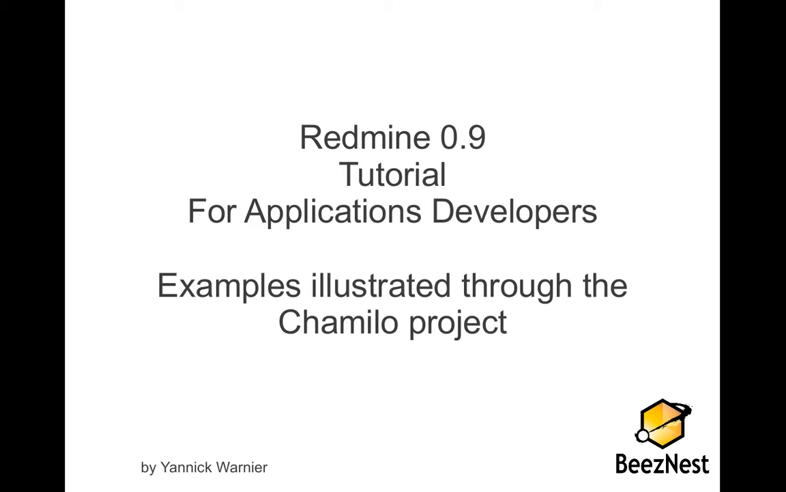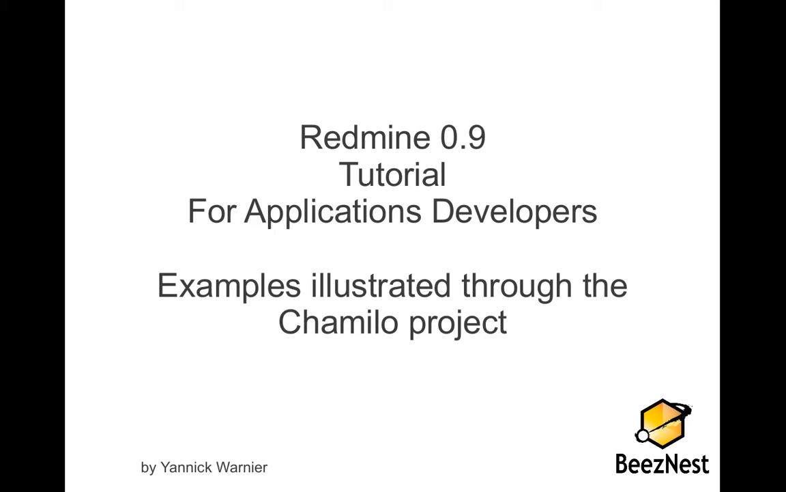The examples in this tutorial will be illustrated through the Chamilo project. Chamilo is an e-learning management system. So basically it's an open source system, a free software application, which means that a lot of people contribute to it. And we have around 40 people contributing to the development of Chamilo.